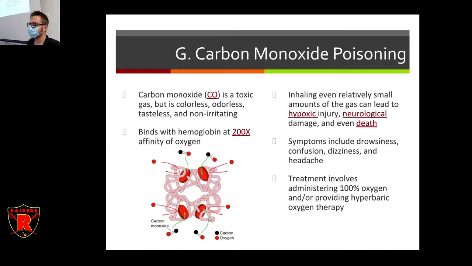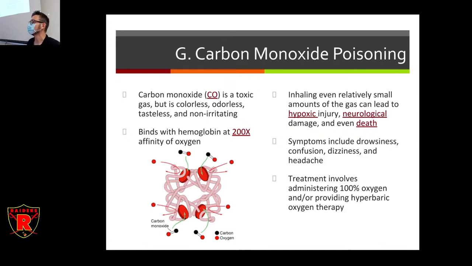The main problem with carbon monoxide is that it is extremely, extremely sticky to your red blood cells. So if you had oxygen and carbon monoxide right next to each other, 9 times out of 10, the carbon monoxide is going to stick to the red blood cell instead of oxygen. So you can imagine how problematic this is if you breathe carbon monoxide in. It binds to your red blood cells and prevents oxygen from sticking to your red blood cells.